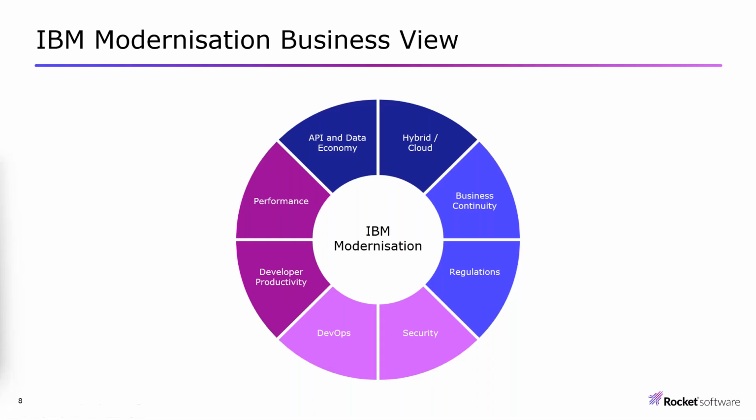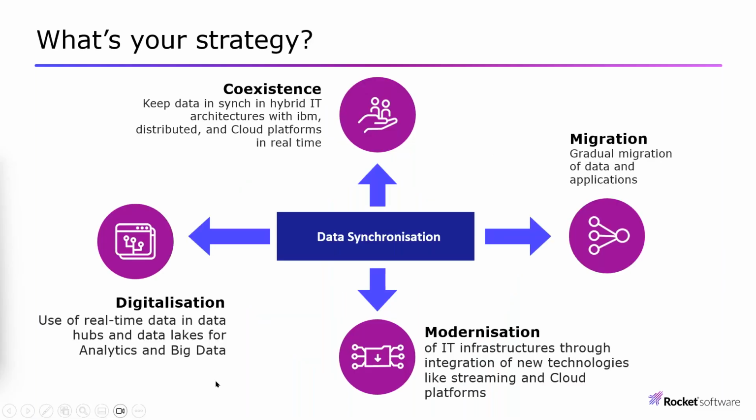This is the IBM i business view from Rocket. So these are the areas of the pie that we cover, ranging from performance to business continuity to security and DevOps. But today we're going to be looking at API and the data economy, specifically through data replication. And as you know, different companies have different data strategies.